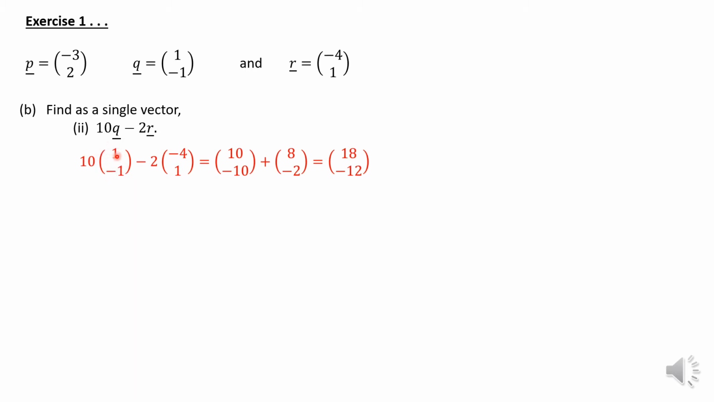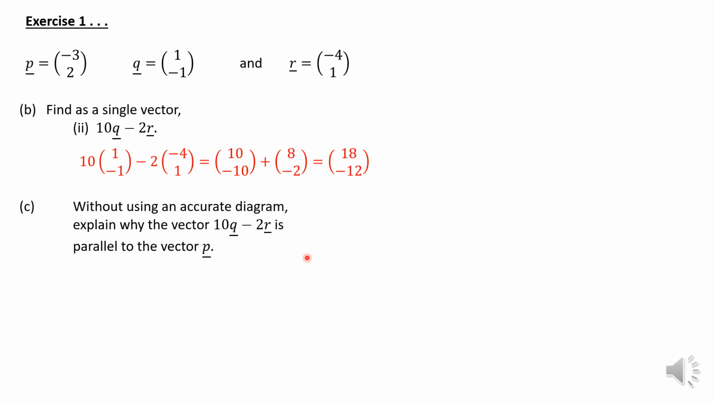in the vector. All right, so you have 10 times 1, that's positive 10, and 10 times negative 1, that gives you negative 10, for example. Then what I do, I change the minus to a plus, because I know that negative times negative gives you a positive 8, and negative 2 times 1 gives you a negative 2. Ultimately, you are only adding your 2 x components. 10 plus 8 gives you 18, and negative 10 plus negative 2 gives you negative 12.